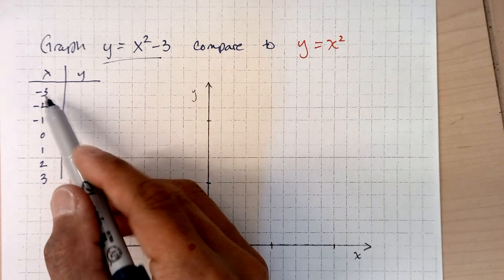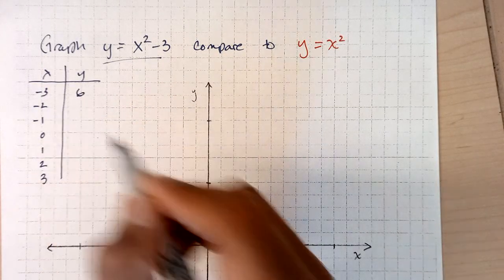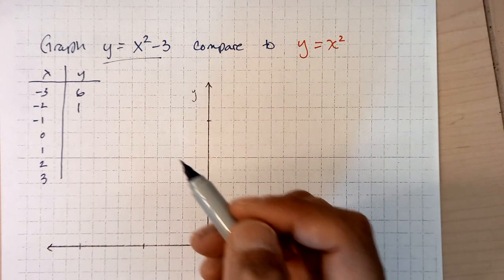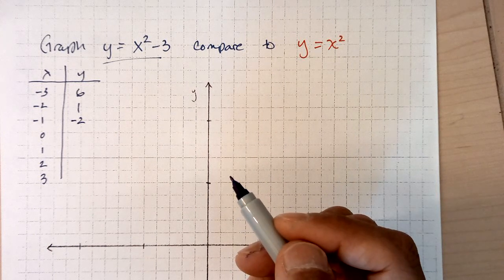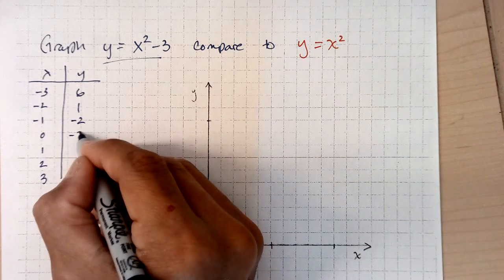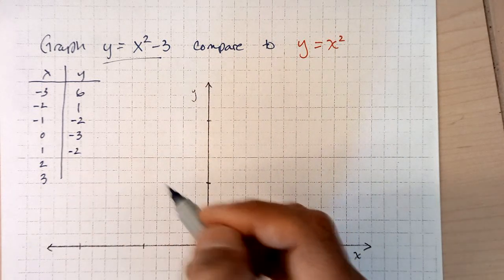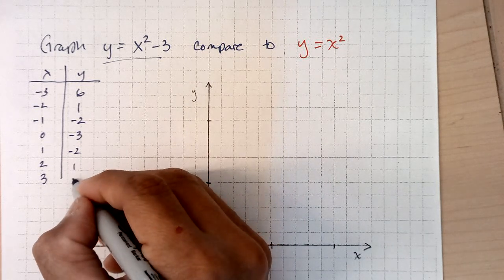So negative 3 squared is 9, positive 9, and then minus 3 is 6. Negative 2 squared is 4, minus 3 is 1. Negative 1 squared is 1, minus 3 is negative 2. 0 squared is 0, minus 3 is negative 3. 1 squared is 1, minus 3 is negative 2. 2 squared is 4, minus 3 is 1. And then 3 squared is 9, minus 3 is 6.